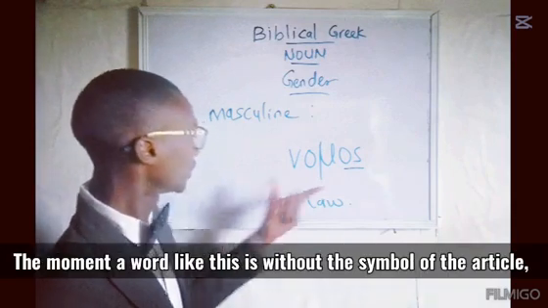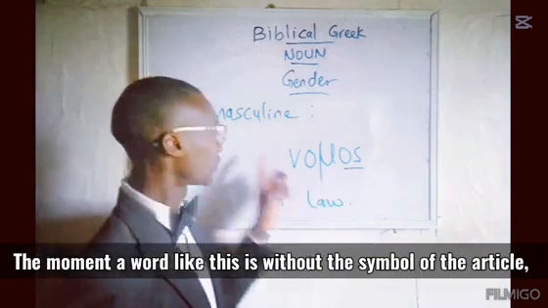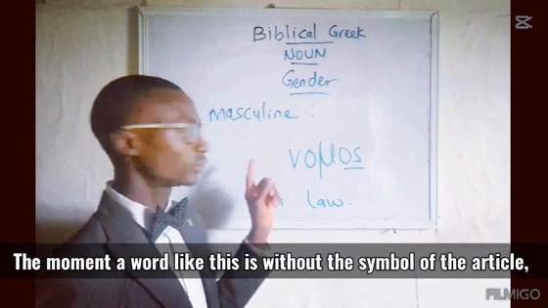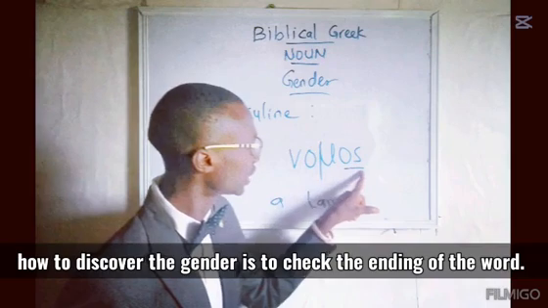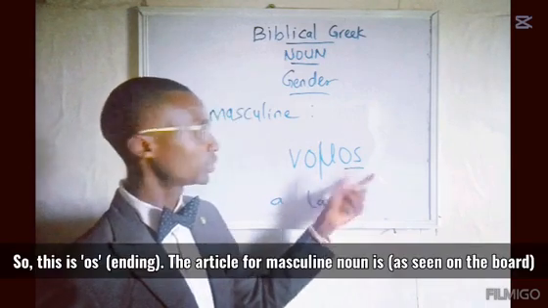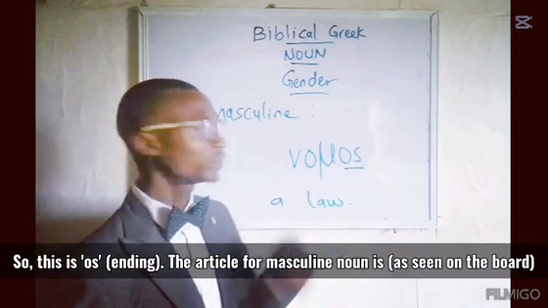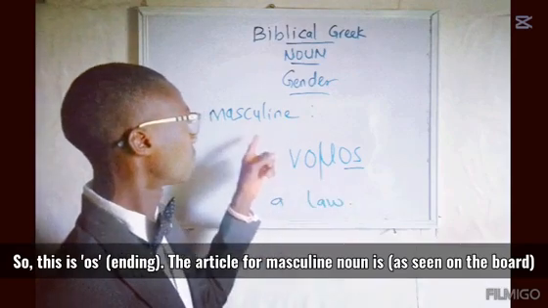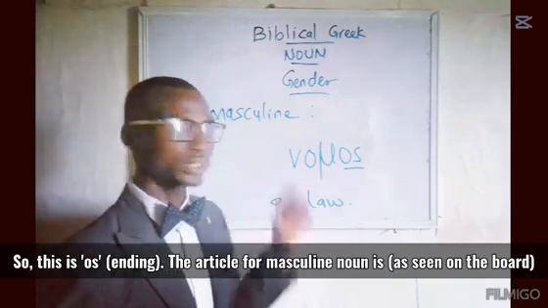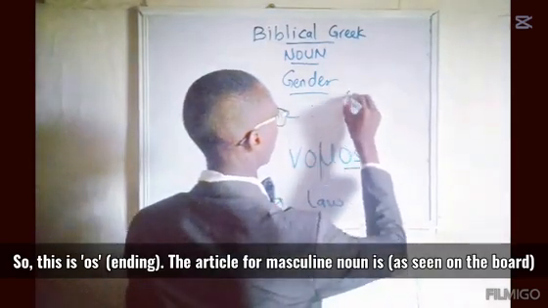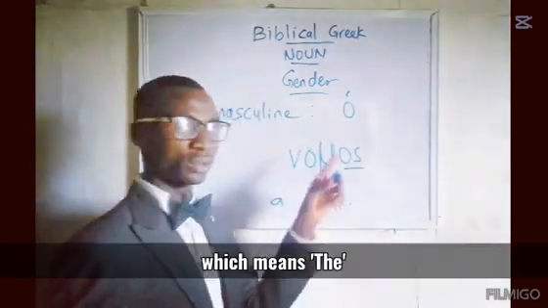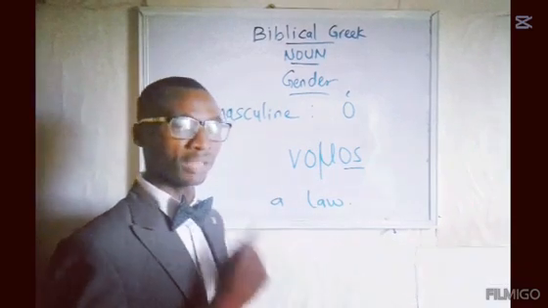So the moment a word like this is without the article, how to discover its gender is to check the ending of the word. So this is -os, and majorly the article for masculine is ho. The word ho, it means the. That's for masculine.